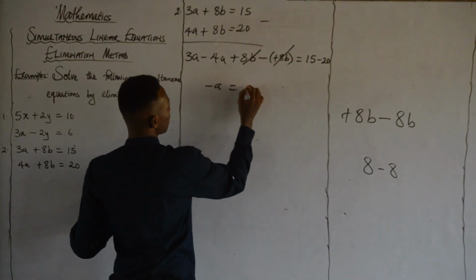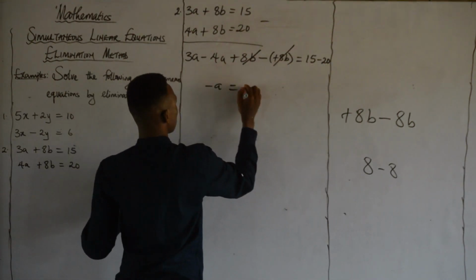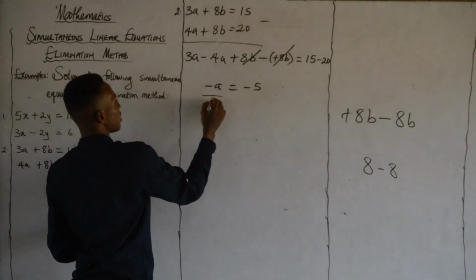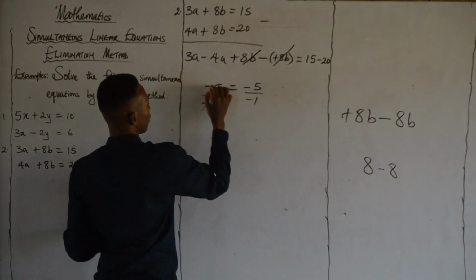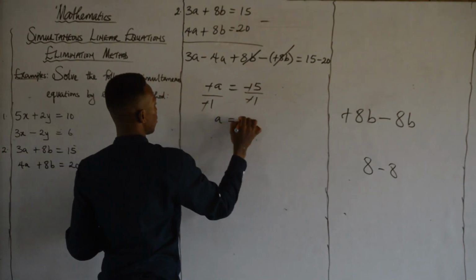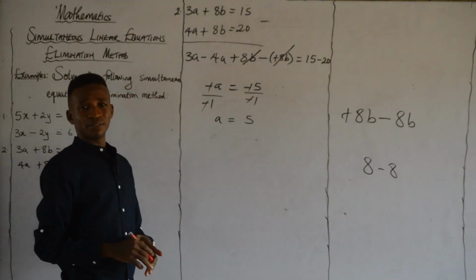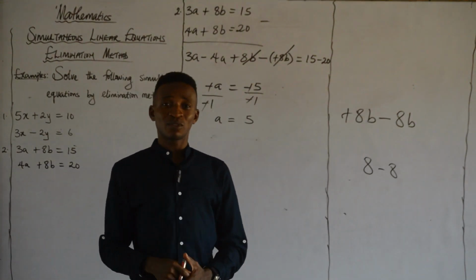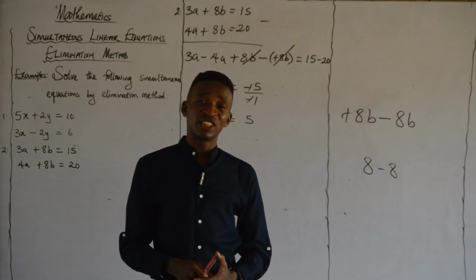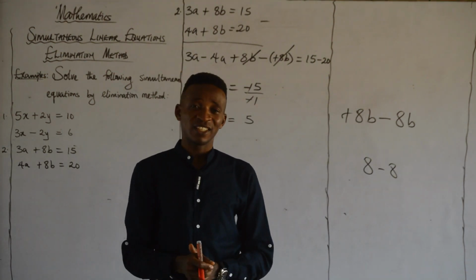So that means we are left with 15 minus 20, which gives us minus 5. Dividing both sides by minus 1, we have a equals 5. Very fast. And that's why I don't want us to start with the short method initially.